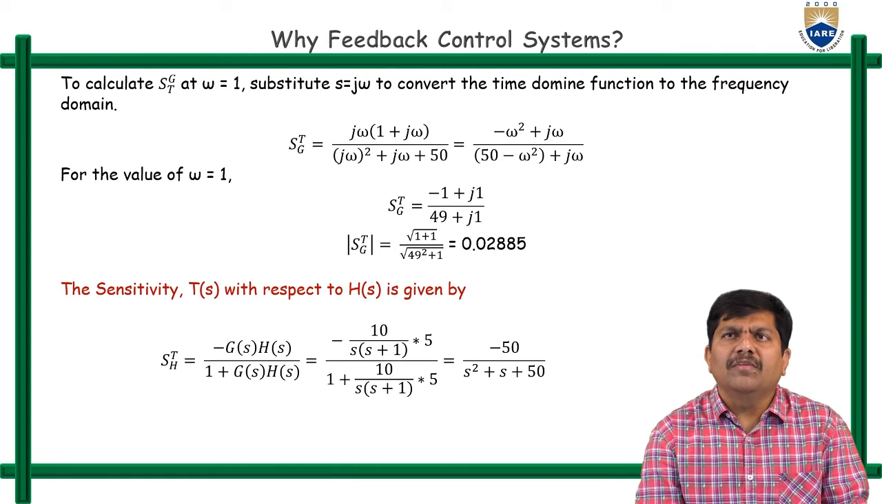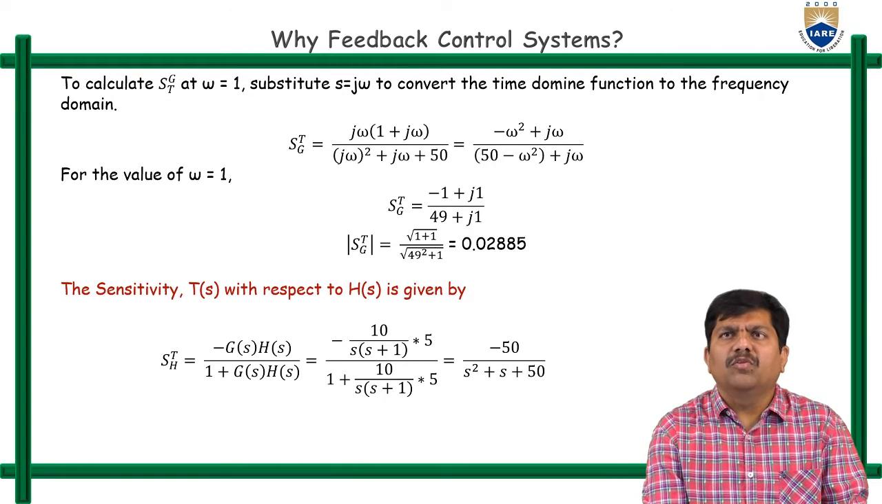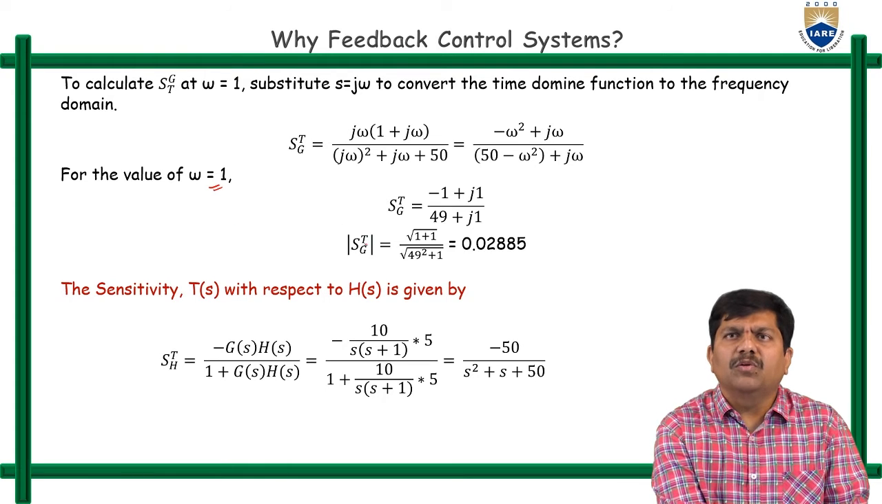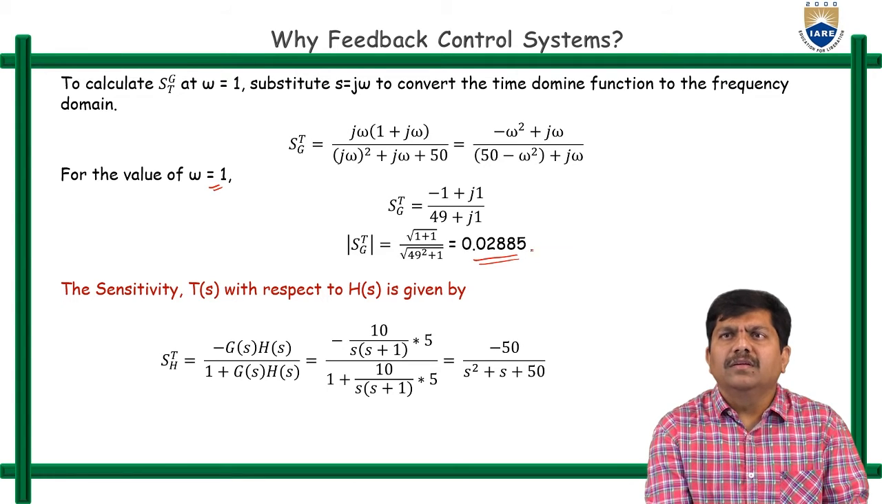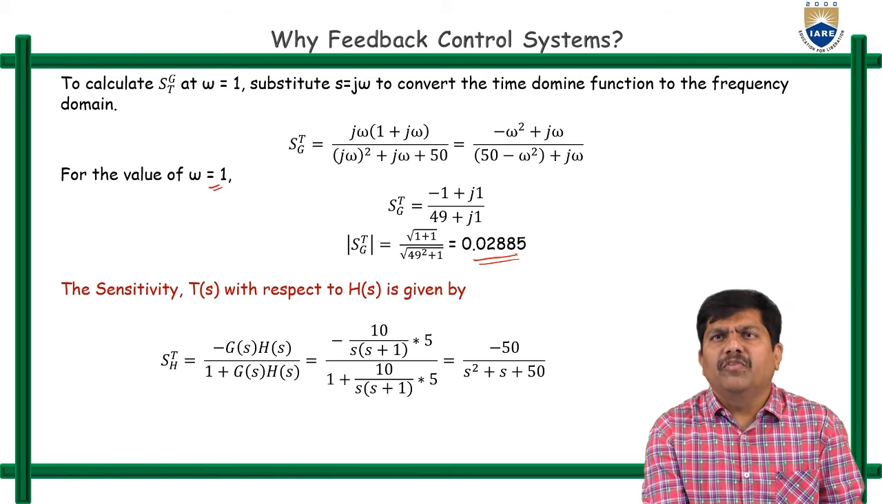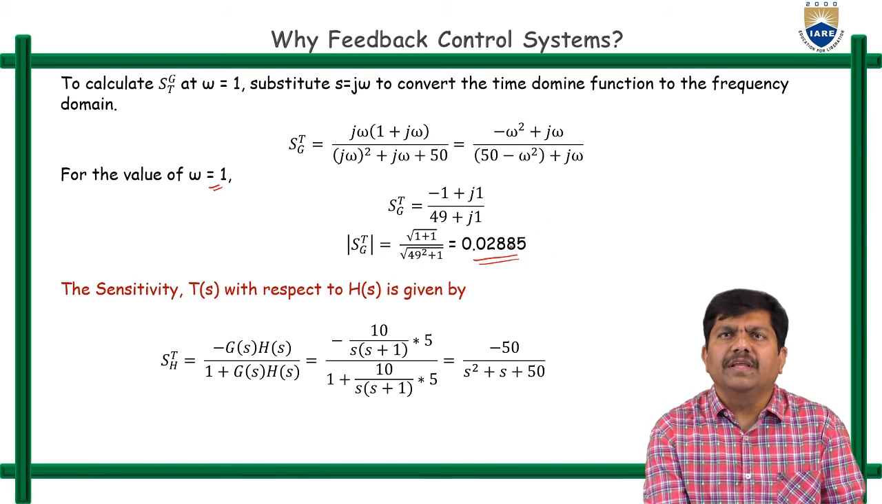So what is the omega value they have given? It is omega is equal to 1. Then s is equal to j omega. If we substitute, finally what we are going to get for the value of omega equal to 1, S^T_G is equal to 0.02885. So that is nothing but 2.885 percentage. So this is the sensitivity.